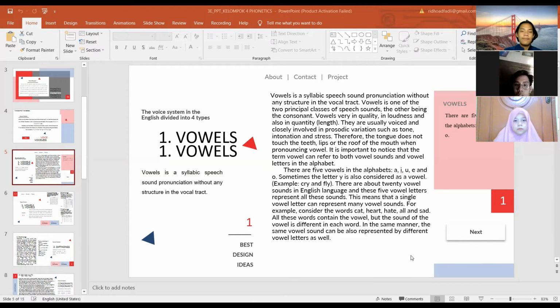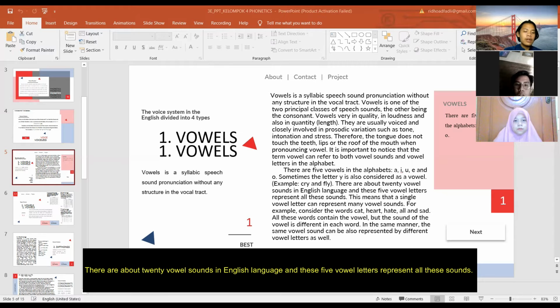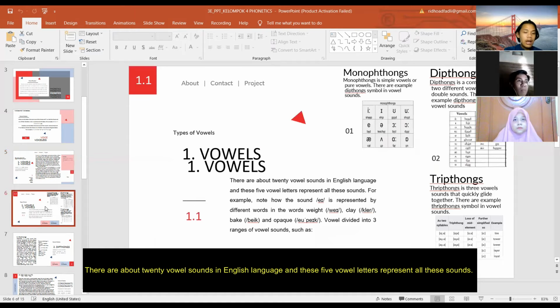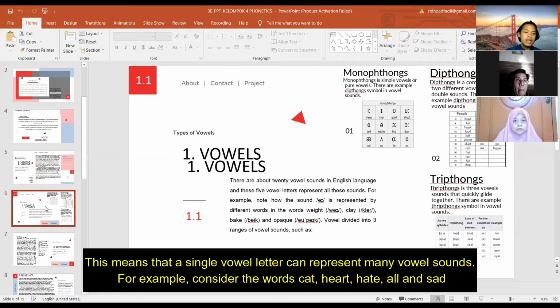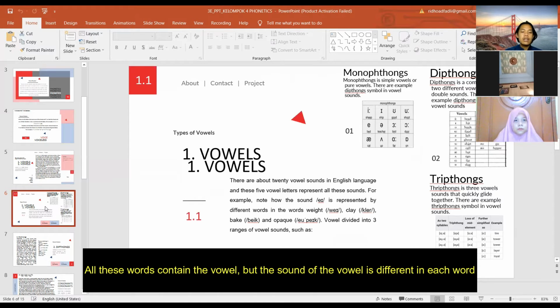Example: cry and fly. There are about 20 vowel sounds in the English language, and these five vowel letters represent all these sounds. This means that a single vowel letter can represent many vowel sounds. For example, consider the words cat, heard, hate, all, and said. All these words contain the vowel, but the sound of the vowel is different in each word.